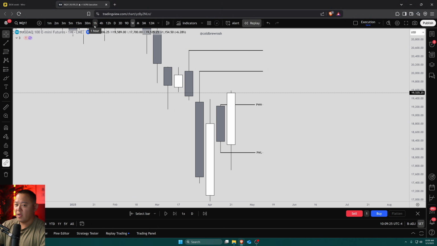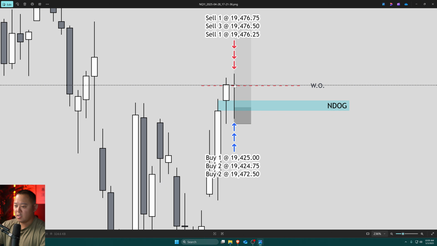So we'll run through a couple of the trades that I took starting from Monday morning. So starting Monday, this candle right here, this is Monday already panning out. So this was actually Friday. So Friday, we had a nice strong closure and we had that new day opening gap.